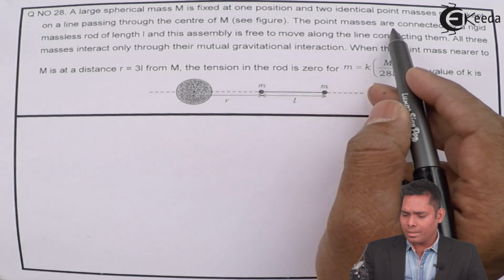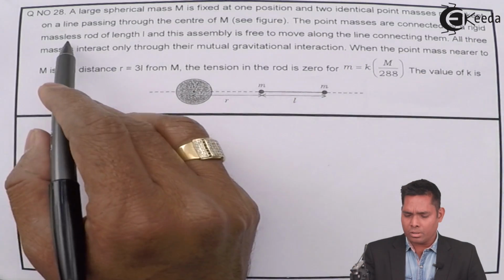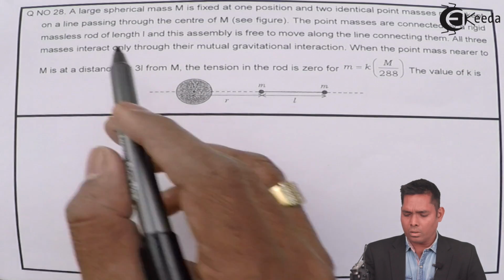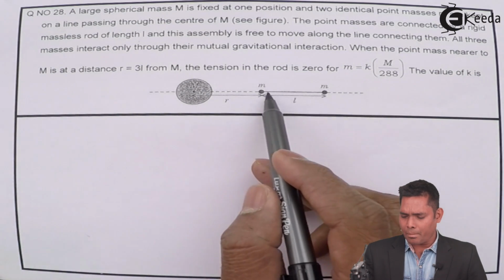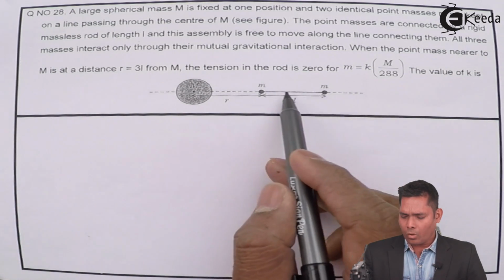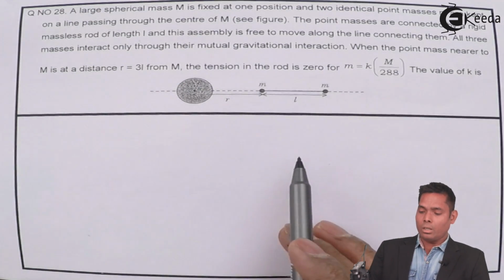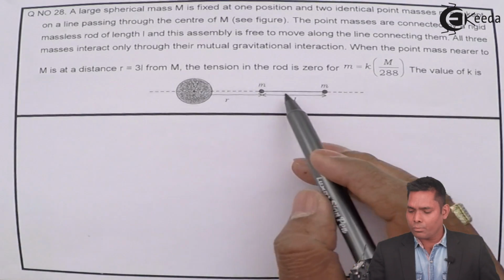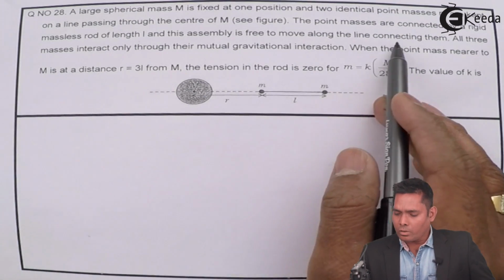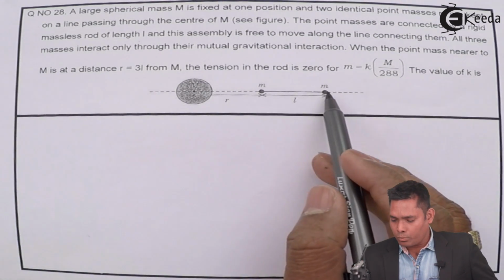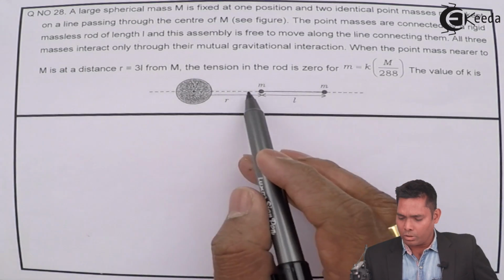The point masses are connected by a rigid massless rod. So these two are connected by a massless rod of length L, and this assembly is free to move along the line connecting them. So this can move in this direction or this can move in this direction.